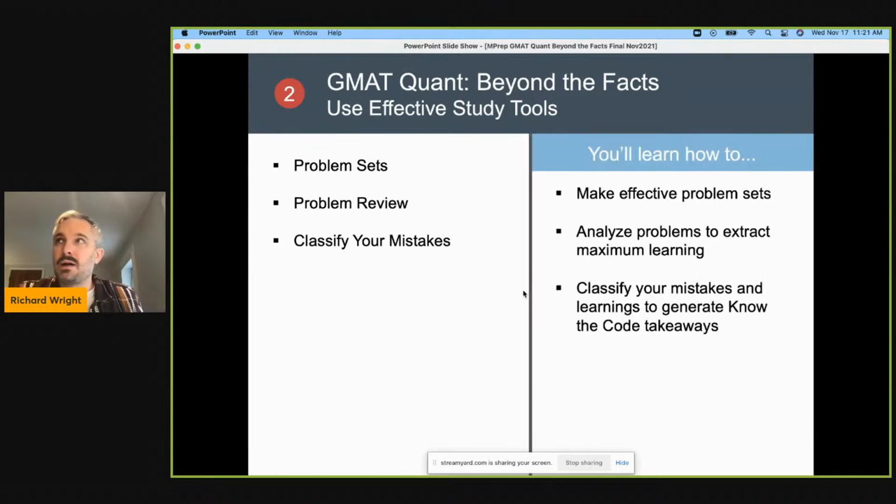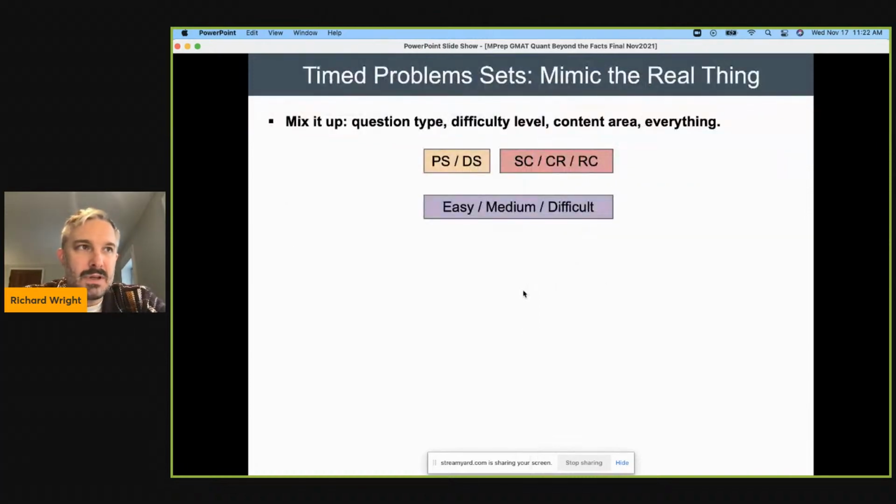Okay, so the last 10-ish minutes here, we're going to talk about effective study tools. Most importantly, we're going to talk about how to make effective problem sets. This is something a lot of people don't do correctly. And then once you've made a set, how do you analyze what you've done to generate maximum output? So let's jump into that really quickly.